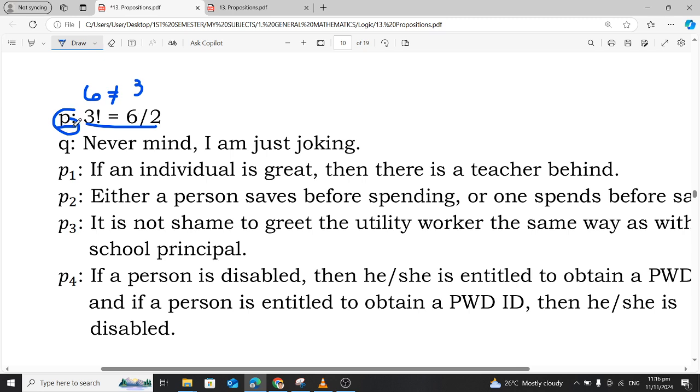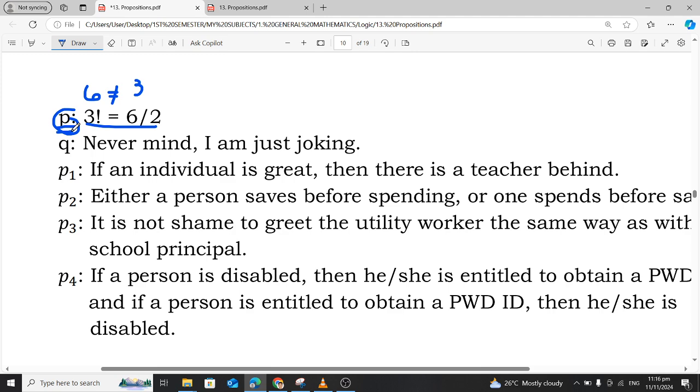Though it is a proposition, the truth value is false. It is a proposition that is false. That is acceptable, class. Not all propositions are true. Some propositions are false. Now let's have the next one. Never mind. I am just joking.